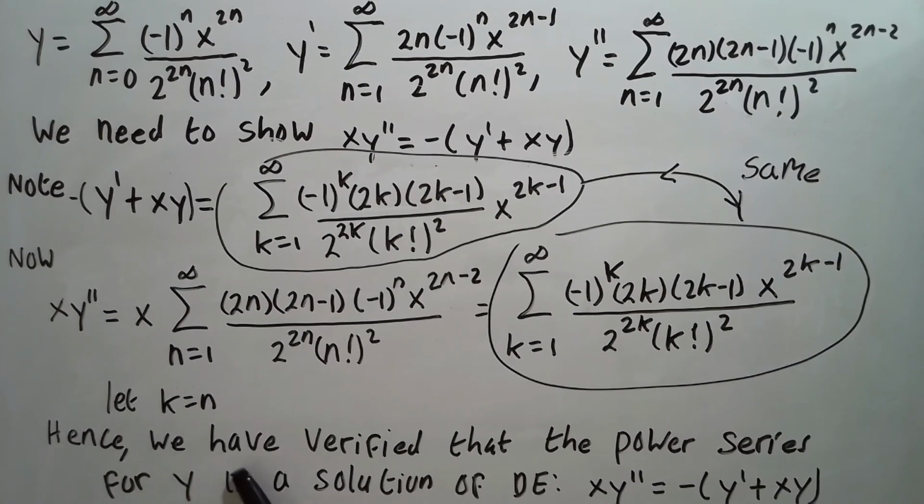So hence we have verified that the power series for y, so this guy up here, is a solution of the differential equation. So our differential equation is x y double prime equals minus y prime plus xy. Okay, so we're done with our question, so let's leave it there.